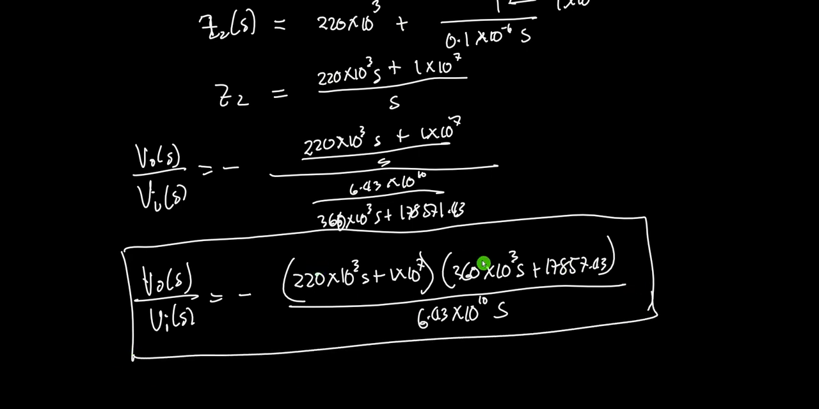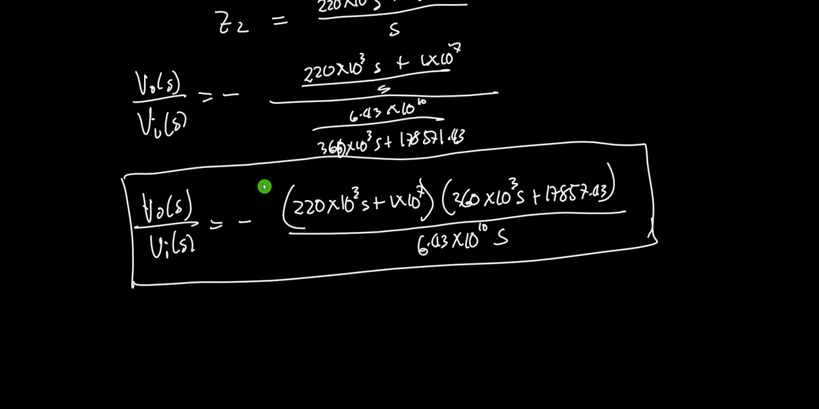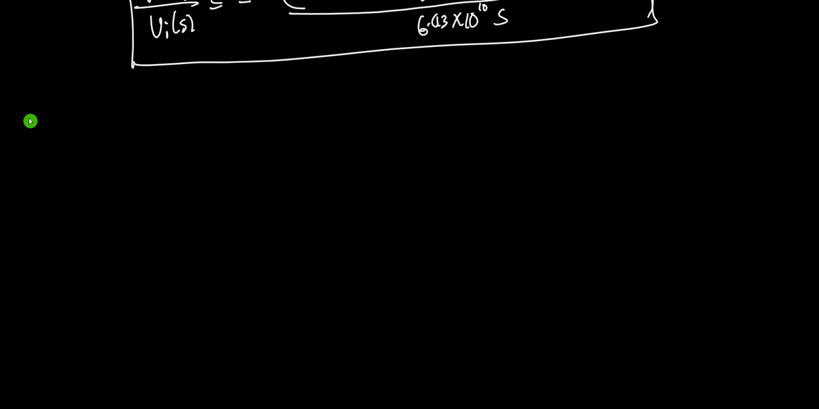So you can still distribute that and simplify this one if you want. Okay, so this is example number 1. Let's go to example number 2. Let's try a non-inverting op amp. Again, let's try to derive the transfer function V out over V in.